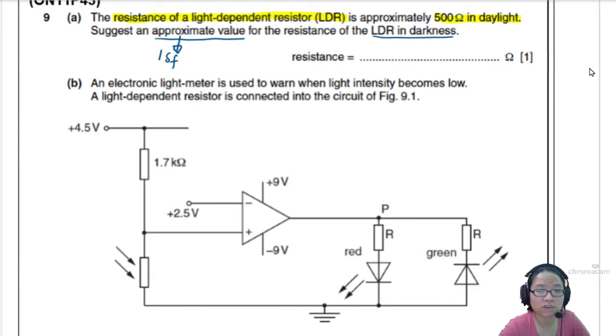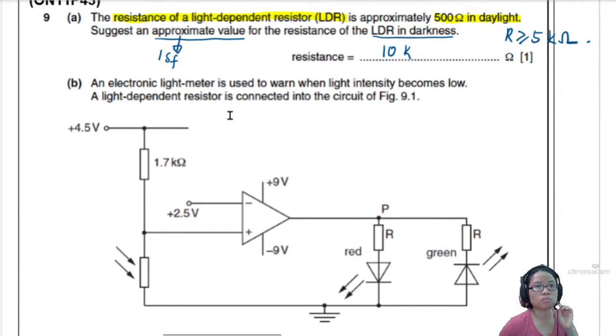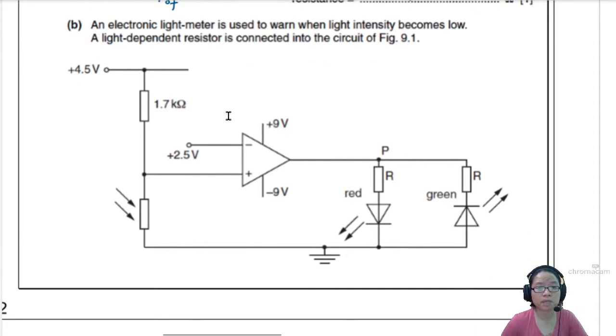So the function of the LDR has to be pronounced. So this value of R can be something like 5 kilo ohm or 10 kilo ohm. The mark scheme allows R to be greater than or equal to 5 kilo ohm. All right, so I'm going to move on now to the actual circuit.